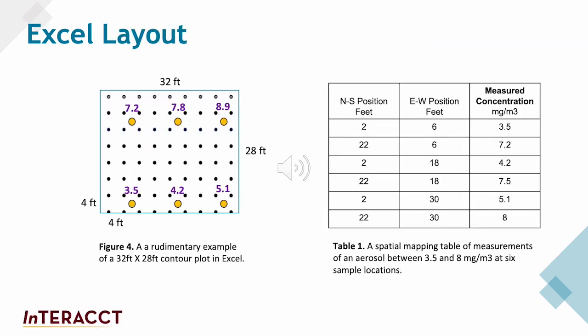So here's a rudimentary example of creating a contour plot in Excel that can be applied to spatial mapping. Let's assume the space given in the previous example is 32 feet by 28 feet, so that each node is 4 feet apart. The 6 sample locations in the room are given in the table, assuming bottom left is 0, 0. A mobile sampling device was then placed at each sampling location, which provided measurements of an aerosol between 3.5 and 8 milligrams per meter cubed, as shown in the table and in the floor map.